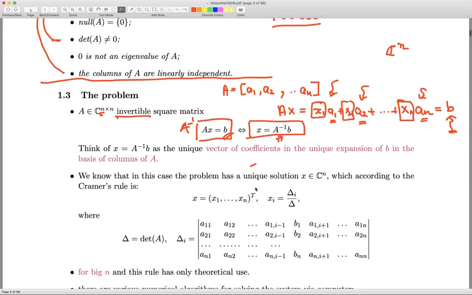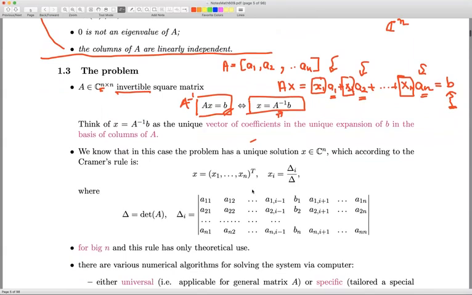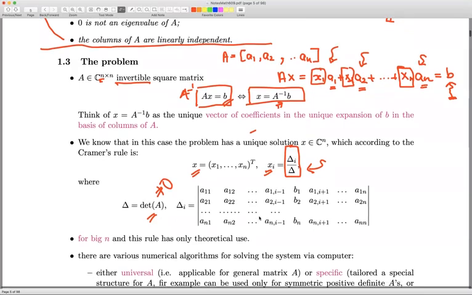Another way people may look at this problem is that we know from Cramer's rule that the numbers xi, which are the coordinates of the unknown vector x, have the representation delta i over delta, where delta is the determinant of the matrix A. Since A is invertible, the determinant of A will be different from 0, so this number is well defined. And delta i is a determinant of another matrix. What is this other matrix?